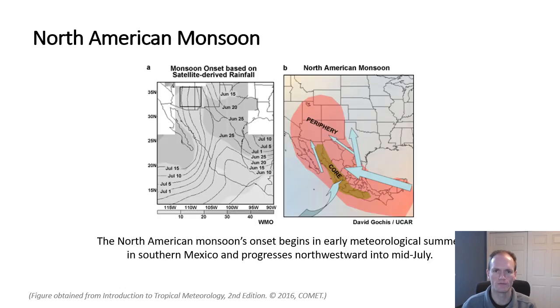In terms of the North American monsoon, it typically begins further to the south in Mexico and then progresses northwestward up the spine of the mountains of western North America as you go from early June through to later into July. So you can see this depicted here at right as well, where the core of the monsoon is focused along the mountains and it progresses to the northwest over time, extending into the Four Corners region of the southwest United States.